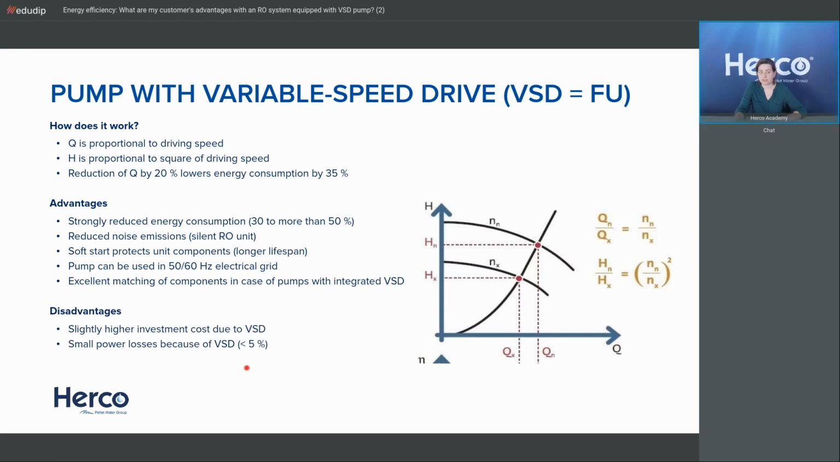There are disadvantages, okay, as with everything. So we have a slightly higher investment because of the variable speed drive.